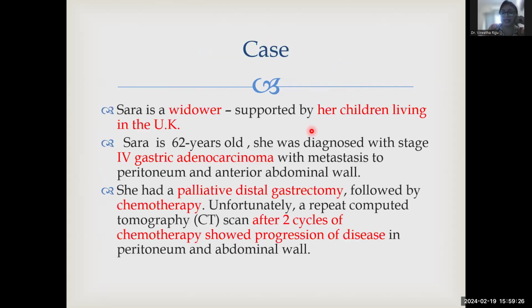So this is a case. Sarah is a widower. She is supported by her children living in the UK. Her children are in the UK, and she is staying alone over here with some caregiver. She's 62 years old and has stage 4 carcinoma stomach, with metastasis to the peritoneum and the abdominal wall. She had undergone surgery, a palliative distal gastrectomy, and she is now being given chemotherapy. After 2 cycles of chemotherapy, when they did a CT scan, they saw that the disease is actually progressing.